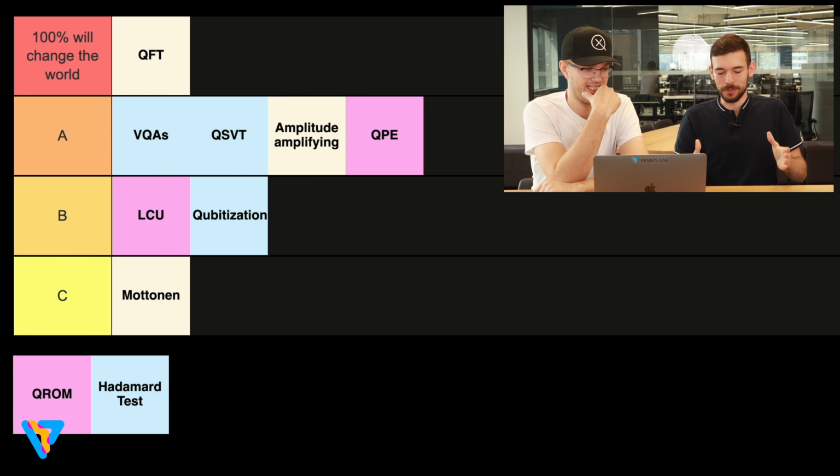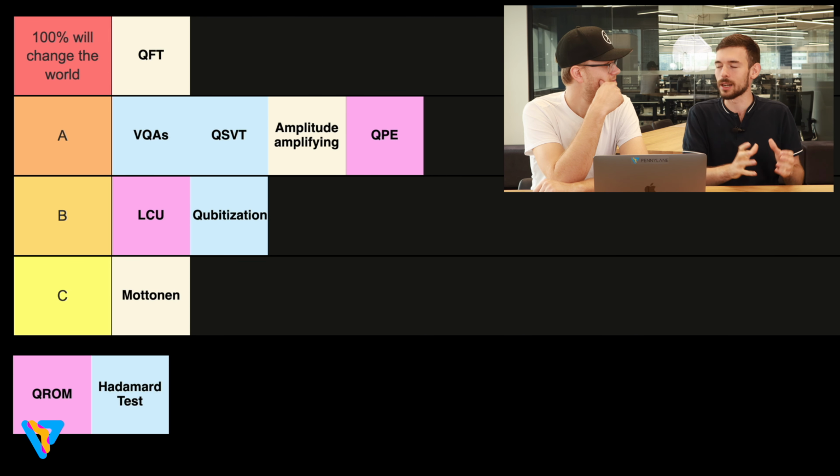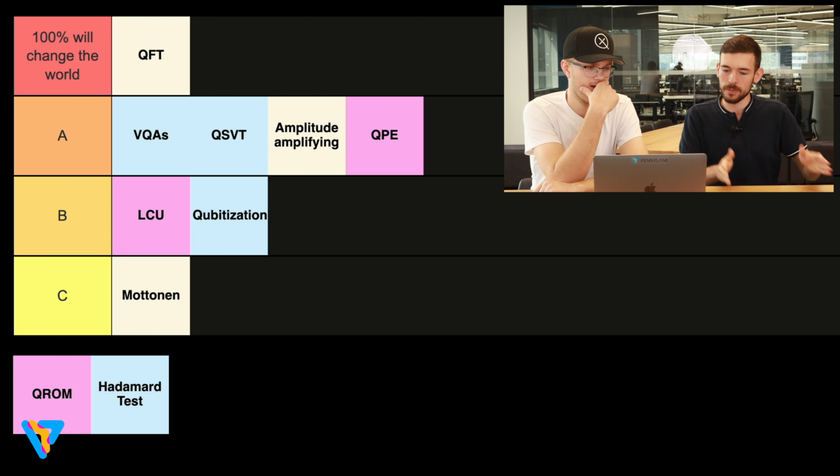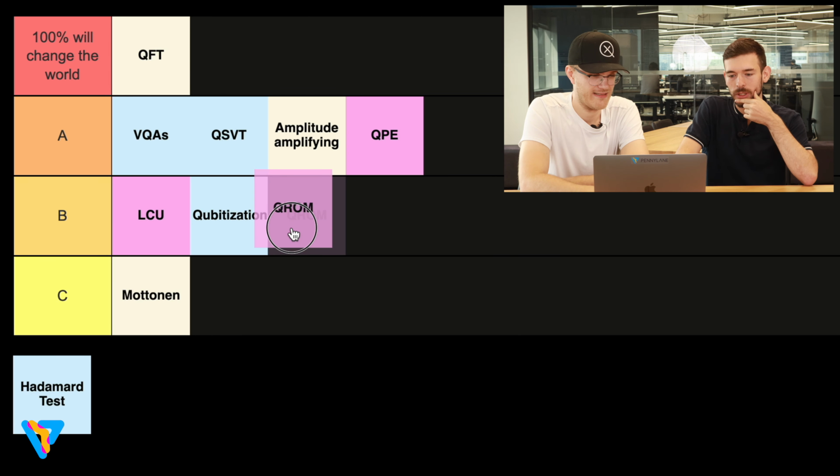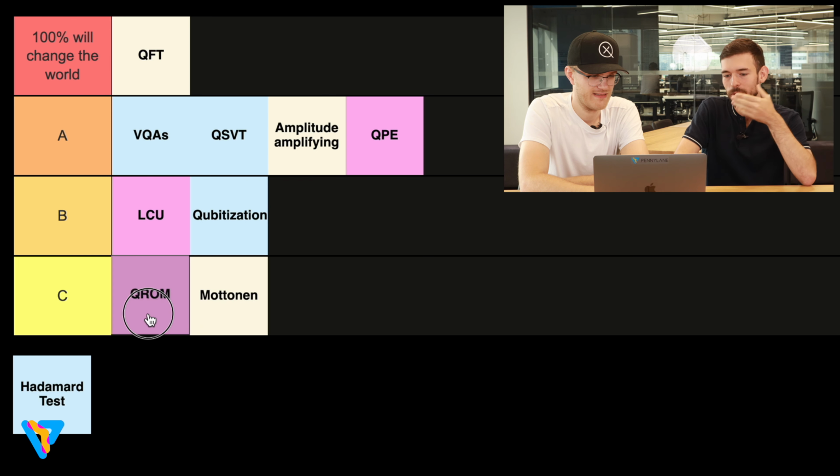The concept of we need to store in one auxiliary qubit the data associated with this index. Right. But the current scalability is not really good. So if in the future we solve that problem, it's going to be super useful. I will put in C. Okay. Let's put it there. Right here, above Mottonen. I don't know.